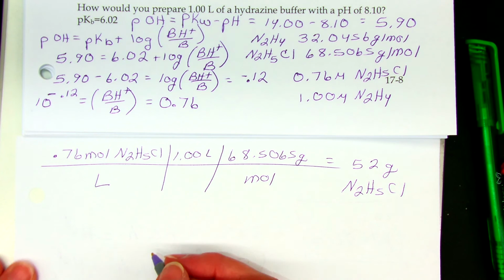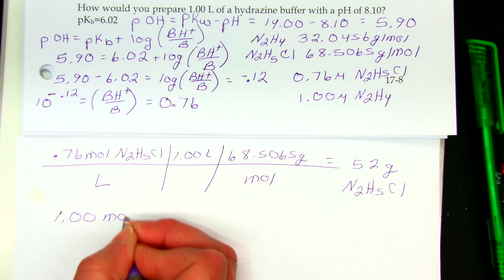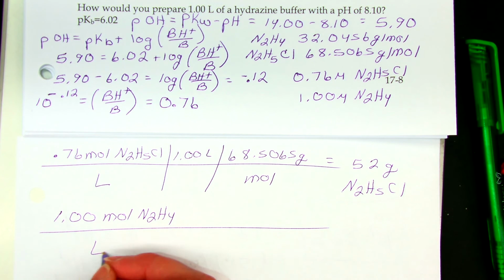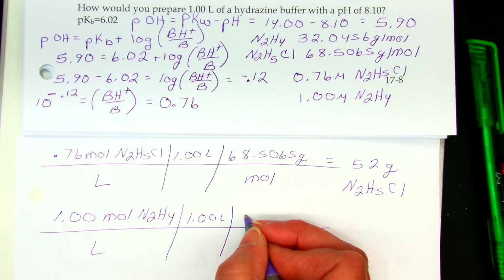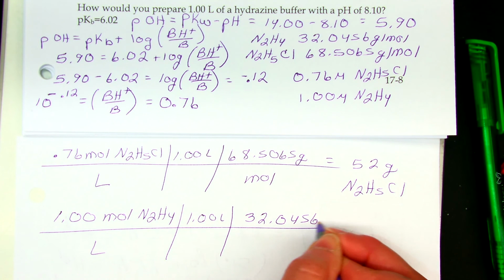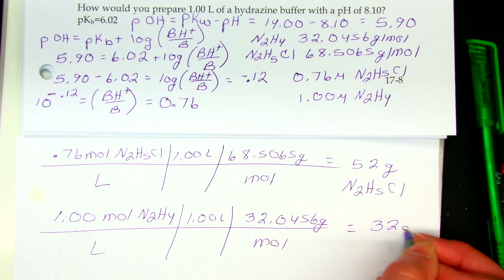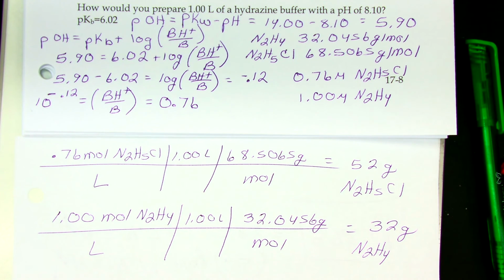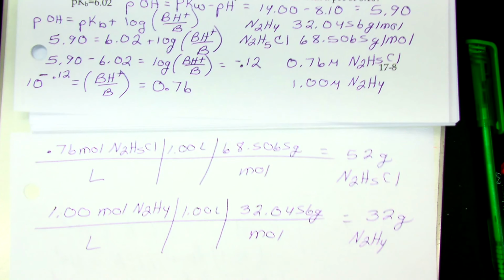Now I do the same calculation for the hydrazine. 1 mole of hydrazine per liter. I want 1 liter, and its molar mass is 32.0456 grams per mole. So I need to weigh out 32 grams of hydrazine. So now I've done all the math. Now I'm going to write my instructions.